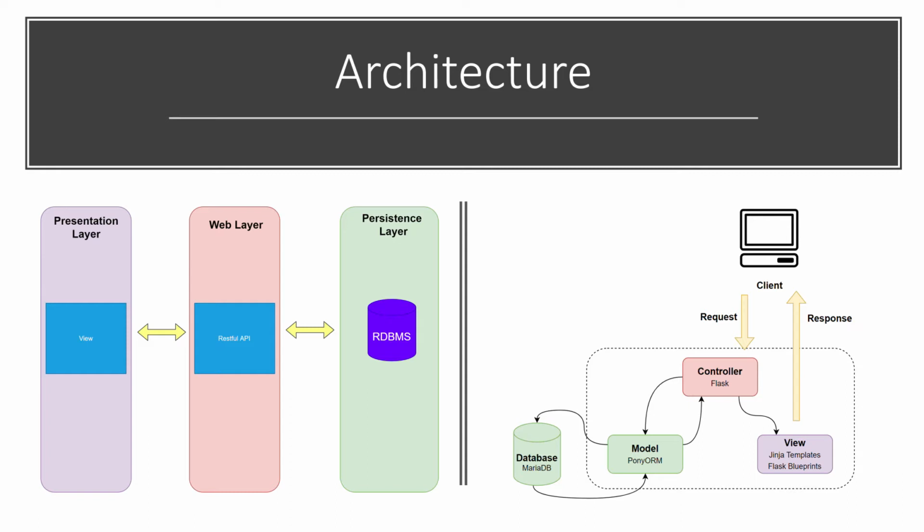So naturally I use Jinja and Flask blueprints for the views. I use Flask as a controller, and for the persistence there, I use MariaDB for the database, but on the application side, I also use Pony ORM, which is an object relational mapper. So basically I have models of the entities on the application side.